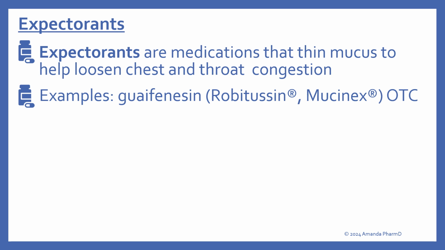Next are the expectorants. Expectorants are medications that thin mucus to help loosen chest and throat congestion. Some examples include guaifenesin, brand name is Robitussin or Mucinex, and it's available over the counter.